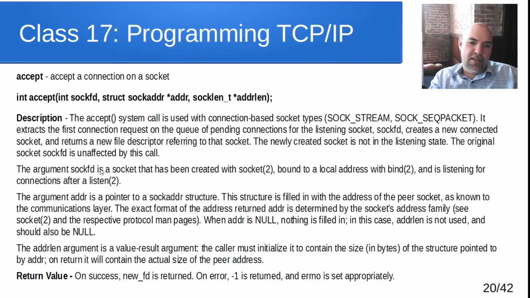The argument sockfd has to be a socket that's already been created with socket. It's already bound to an address with bind and is listening for connections after listen. So again, the man pages are telling us what we need to do to use this thing. The argument addr is a pointer to a sockaddr structure. The structure is filled in with the address of the peer socket. So in other words, whoever connected to us, we get their address filled in. And you can put a null there if you don't care about the address of who's connecting, but you can get the address of whoever connected to you. That's going to be their IP address that gets filled into that.